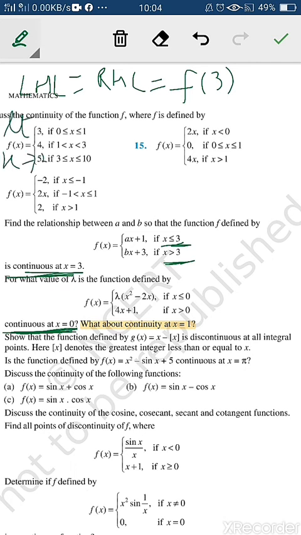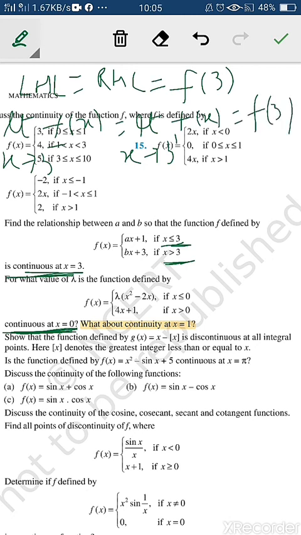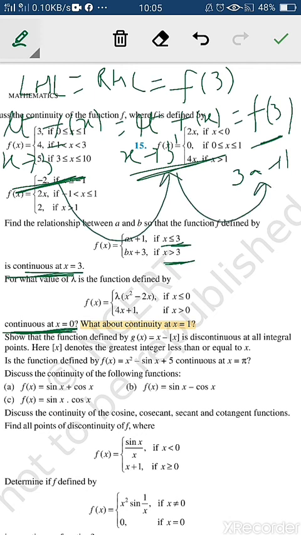Limit x approaches to 3 negative, f of x is equals to limit x approaches to 3 positive, f of x is equals to f of 3. You will find one equation from here, and when you will put x is equals to 3, you will get 3a plus 1 from here. So you can solve either these two, or you can solve either these two. You will be getting the value of a and b. This is how you are going to attempt all questions like this.